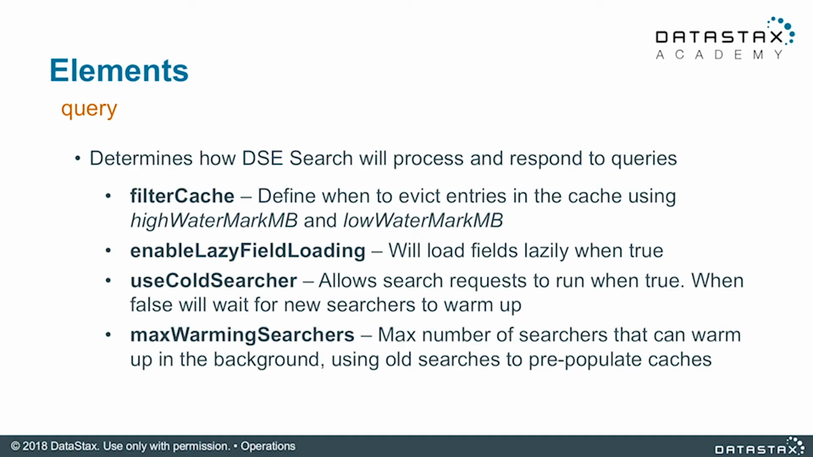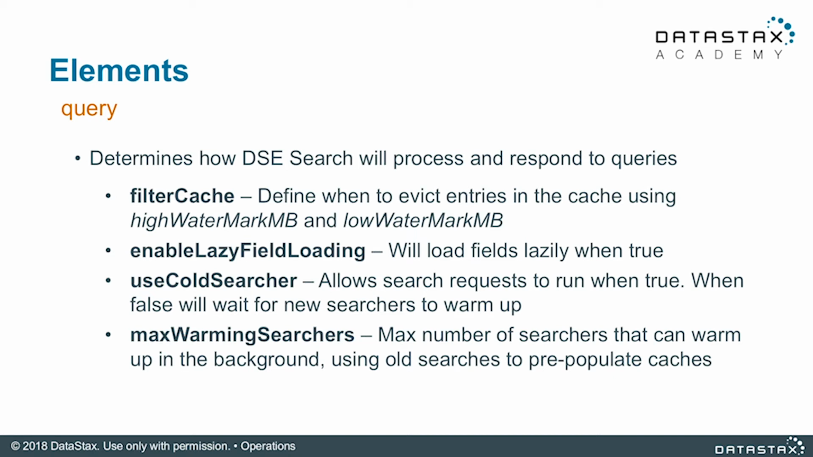Having this enabled can help to boost query performance if only a small subset of the index fields are commonly used. The Use Cold Searcher setting determines whether search requests will be able to run immediately when an index searcher reopens the index following a soft commit. If false, any search request will block until the searcher has had a chance to warm up its cache.